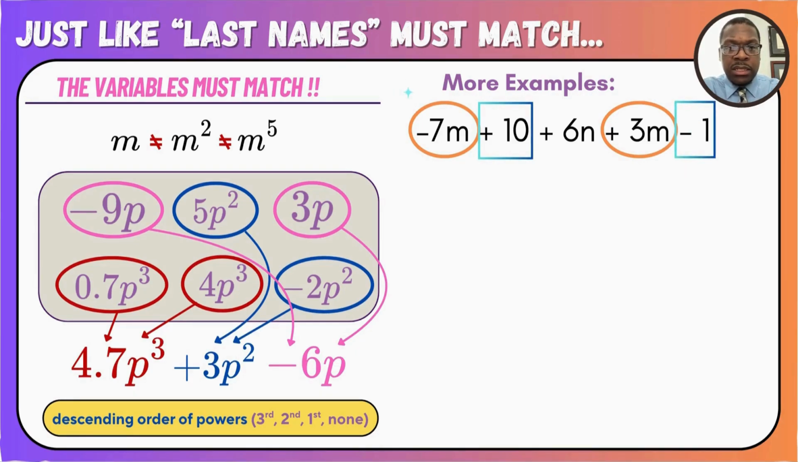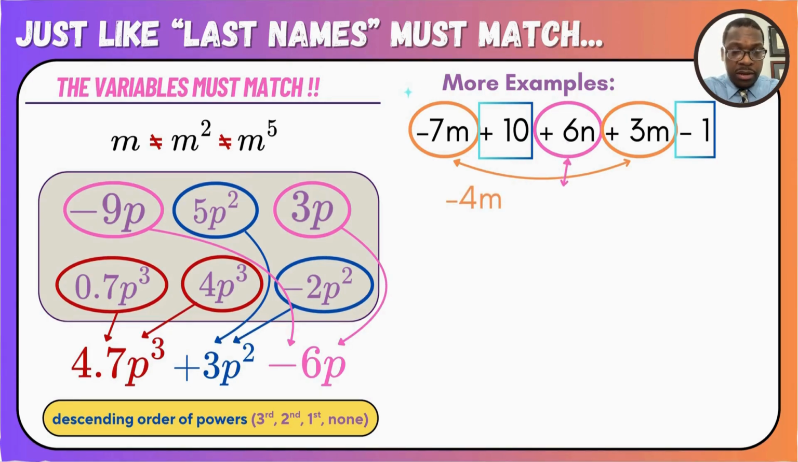And last but not least, the one left over is positive 6n. We'll put that in a separate color as well. Now at this point, let's just put things together that match colors and match last variables. So in this case, let's put the m's together. Negative 7 combined with positive 3 should give us negative 4, negative 4m.